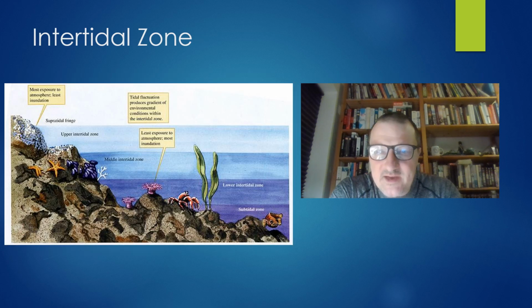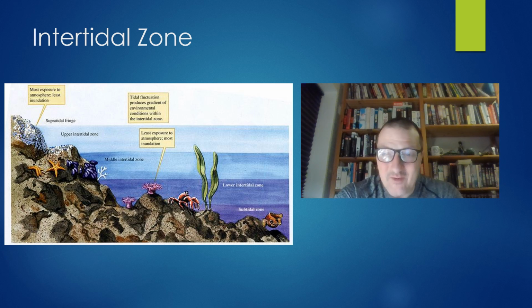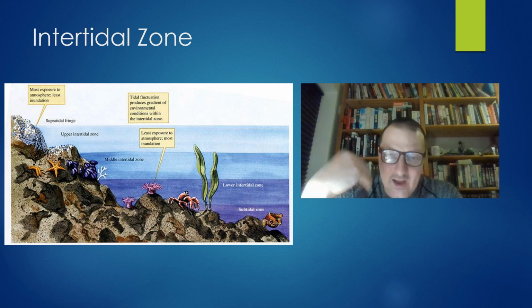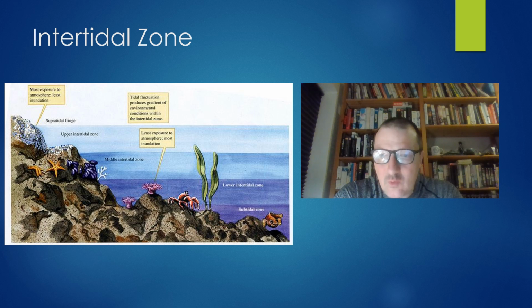The intertidal zone we divide into the upper, the middle, and the lower intertidal zone. The upper intertidal zone is very often not covered by water. It's only covered between the high water spring tide and the high water neap tide mark. So these are areas that are quite often exposed to open air.